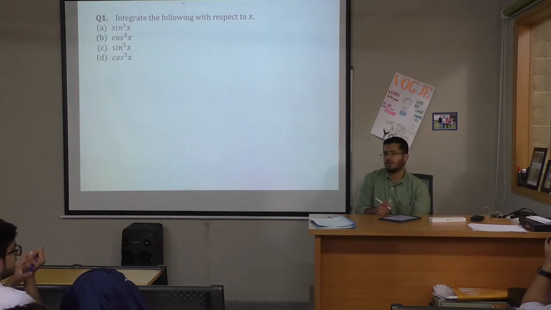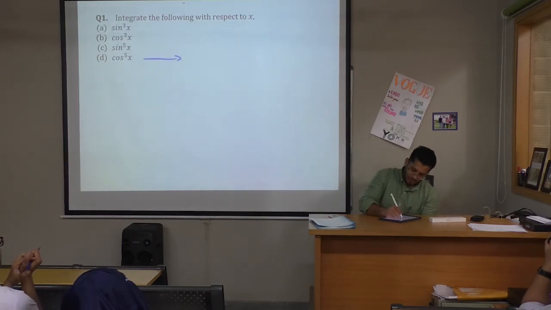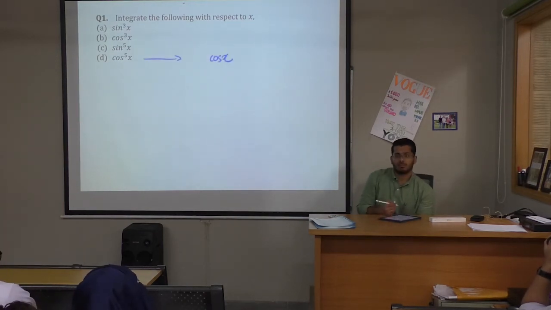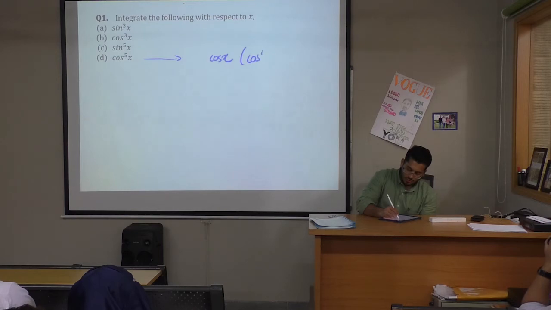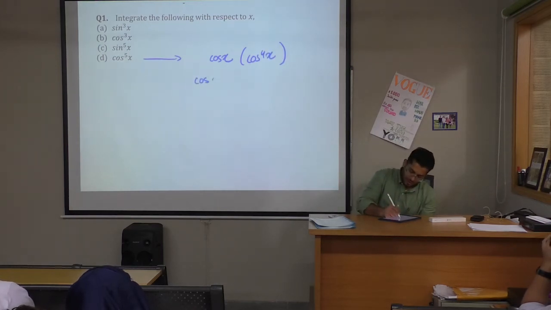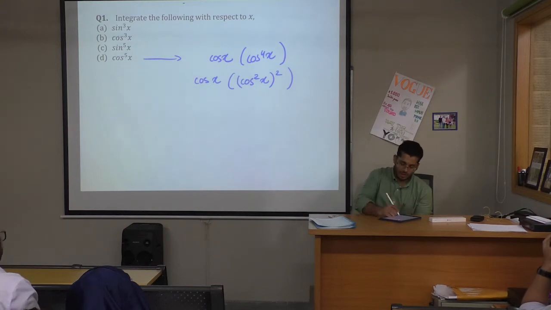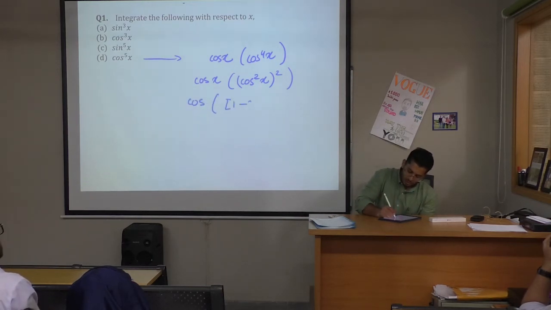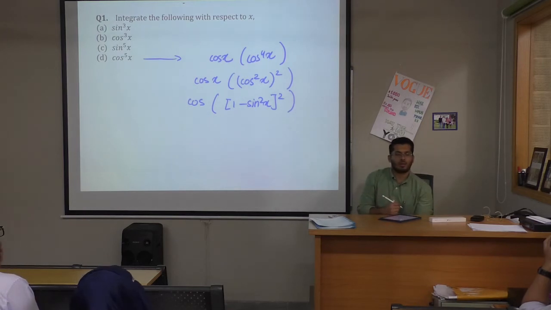Cos 5x. Let's separate a cos x. And you left with a cos 4x. Same procedure. I can write it down as cos square x, the whole square. ठीक है? I'm going to replace the cos square x with 1 minus sine square x, the whole square. ठीक है? I'm going to expand the inner bracket.